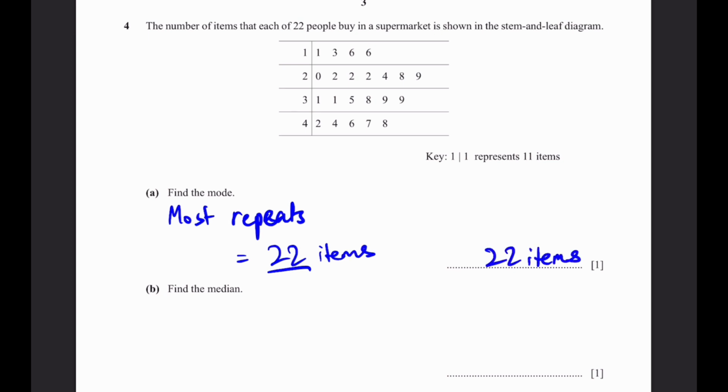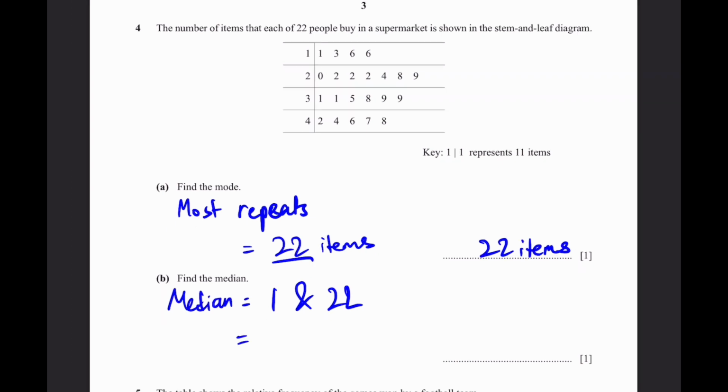Now let's go to part B, find the median. Now 22 people means the median will be the middle number of 1, which is the lowest number of people, and 22, which is the highest. So that'll be 1 plus 22 divided by 2, because there are only two numbers and we need to find the median, which is the middle number. So we find the average of the two. 23 divided by 2 is 11.5, so that'll be the 11th or 12th.